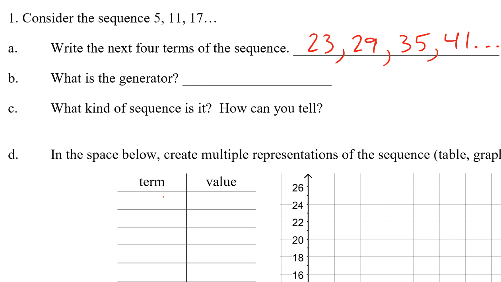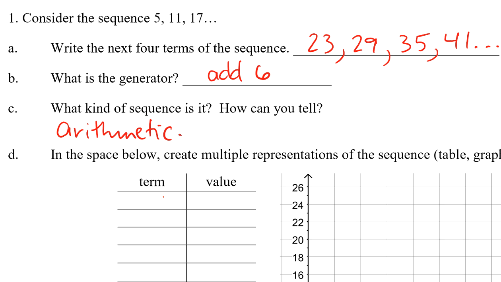There's more. What is the generator for this sequence? We are adding 6 each time. It's important that you not say just 6, right? Because 6 could be a common ratio where we're multiplying by 6 each time. But we are clearly adding 6 more as we move forward. What kind of sequence is this? This is arithmetic.